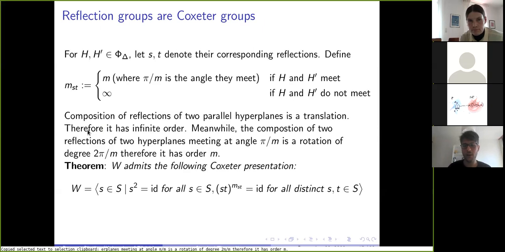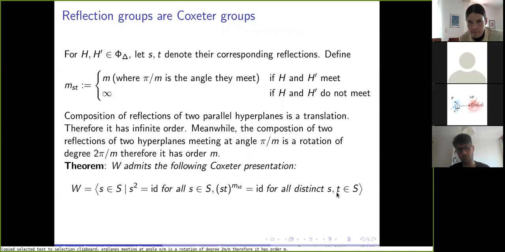Why? Because of this theorem, and we just basically proved it. W admits the following Coxeter presentation. It's just the reflections in the set S. Recall that S was the collection of reflections with respect to walls of the fundamental alcove. So they all have order 2, and ST has order m, and it's symmetric. So it's a Coxeter group. Of course, S has to be finite. I'm sorry, I'm moving too fast.